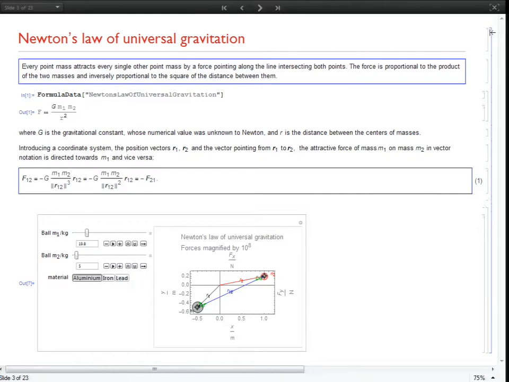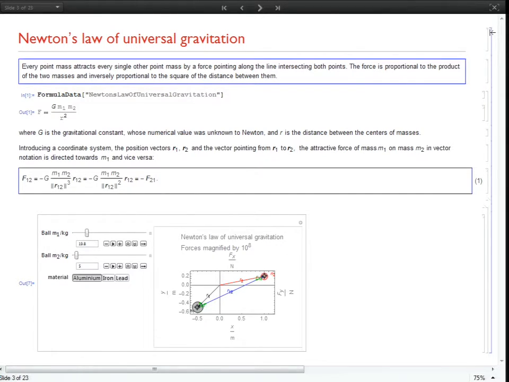Okay, first we start with a recap of Newton's law of universal gravitation. There is also a built-in Mathematica formula for that. It says the force is proportional to the product of the two masses divided by the square of the distance. And the unknown constant is G, which was not known at Newton's time.